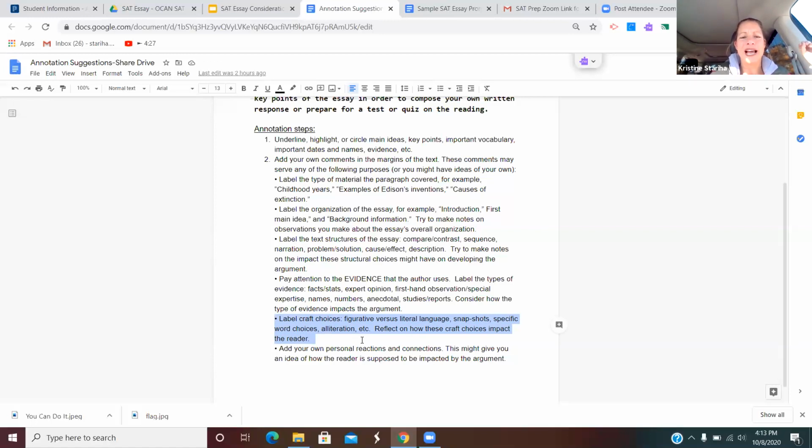Don't feel like you have to get really technical. Really rely on what sort of evidence the author is using: facts, stats, expert opinion, firsthand knowledge, the structures, and then any sort of craft technique you might notice in there. That's what you use to talk about how the author creates their argument. Remember, SAT tells you what the argument is. You need to identify main points in that argument to support it, and then you need to identify the craft decisions used by the author, and that's what I'm asking you to annotate for here. So this annotation step, if you read it and practice it, will help you break apart an essay to analyze it in your writing response.